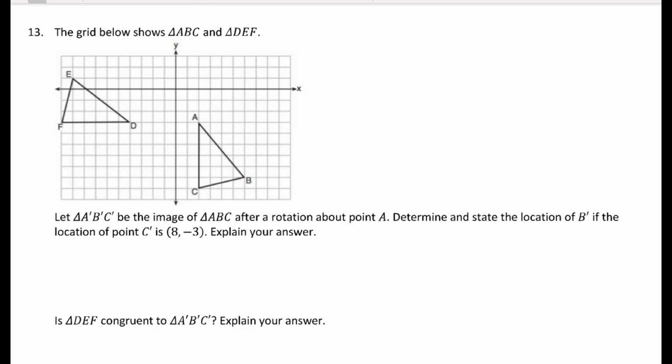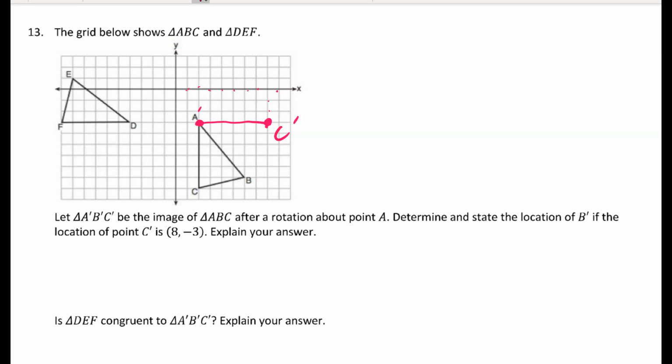The grid below shows triangle ABC and triangle DEF. Let triangle A'B'C' be the image of triangle ABC after a rotation about point A. I'm rotating about point A, so I know point A is not going to go anywhere. This is technically the same point as A'. Determine and state the location of B' if the location of C' is (8, -3). The first thing I'm going to do is count. 1, 2, 3, 4, 5, 6, 7, 8. 1, 2, 3. I'm going to connect A to C'.